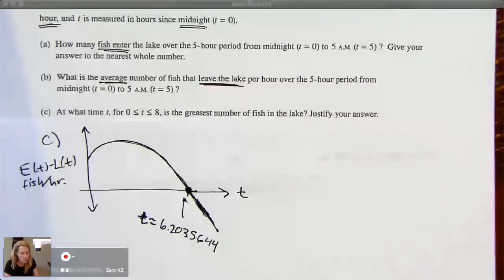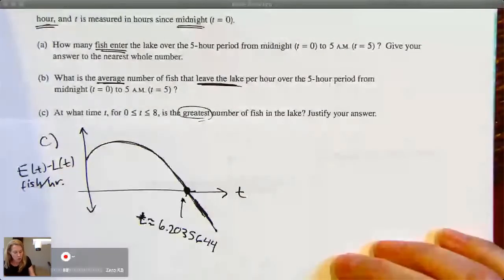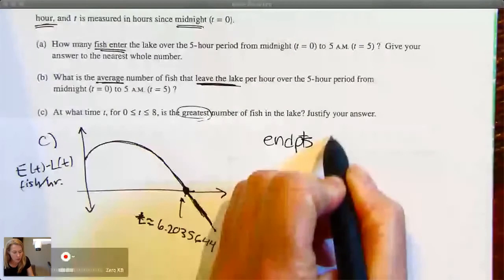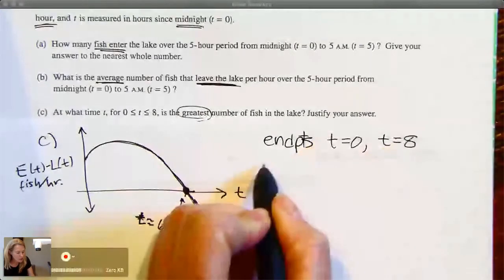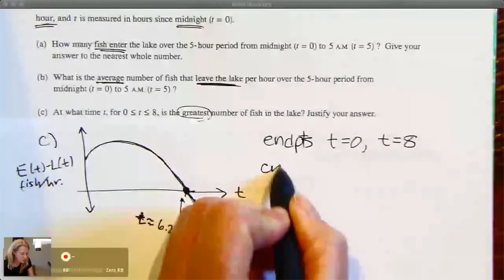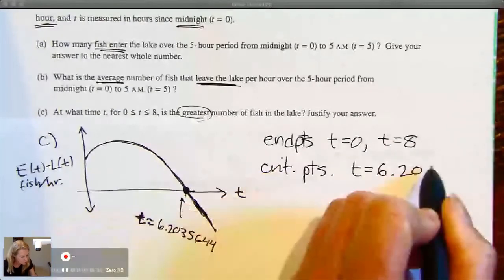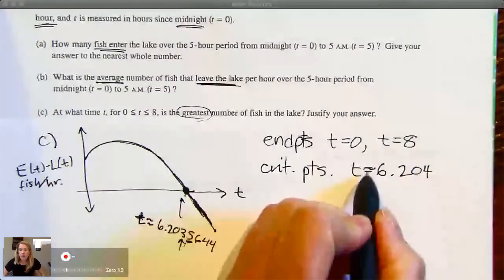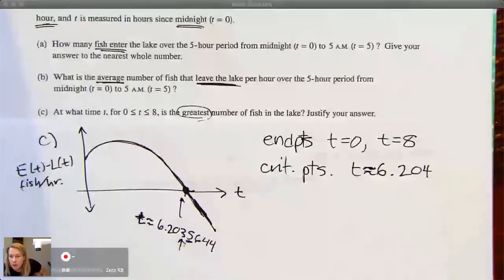Now we wanted the greatest number, and remember we do have to think about, when you're talking about an absolute max, you do need to think about endpoints, which would be t equals 0 and t equals 8. And we need to think about critical points, which is t equals about 6.20. I'll round it off to here. That 5 there tells me I'm going to round that guy up to a 4. So approximately 6.204. Okay. So that is the critical point.